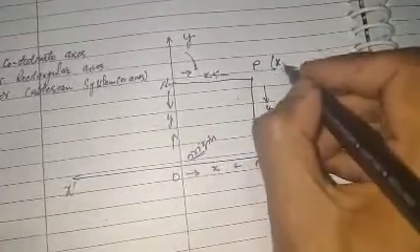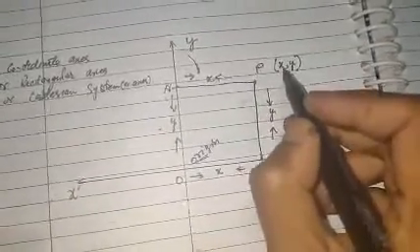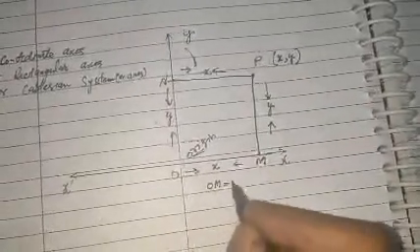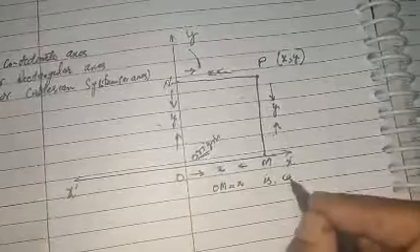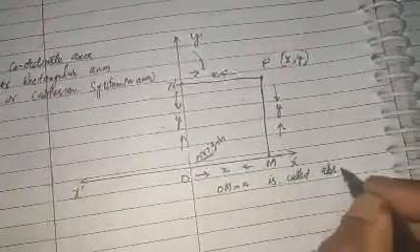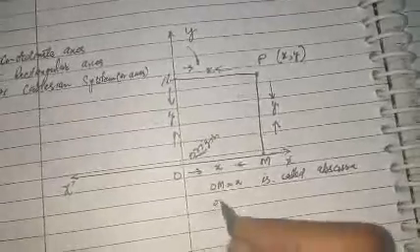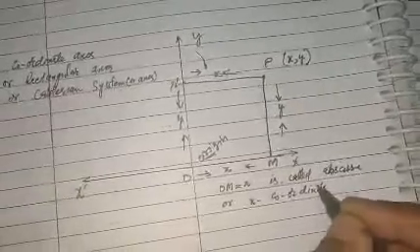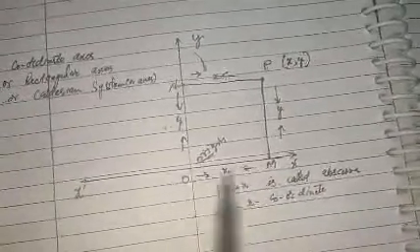Coordinate of point P is (x, y). Here OM equal to x is called the abscissa, or x coordinate. Distance along the x-axis from the origin is called the abscissa, and distance along the y-axis from the origin is called the ordinate. ON equal to y is called the ordinate, or y coordinate.